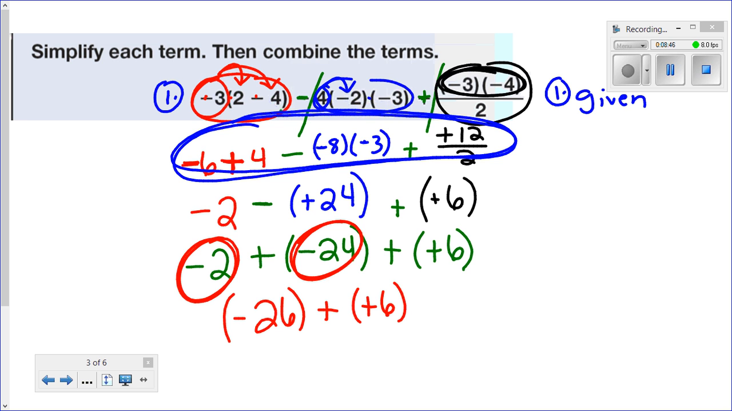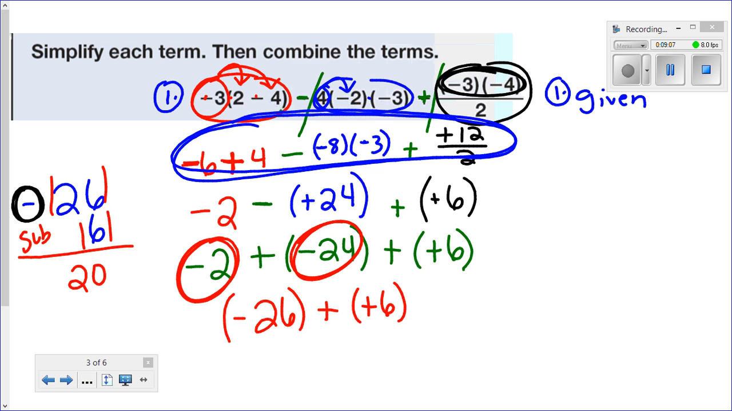So now you can see different signs. If we have different signs, we are going to take the absolute value and we are going to subtract. So 26 minus 6 is 20. And then you look out front here at your negative, and that is with the larger number. So our solution is going to be a -20. Go through, check your steps, make sure you are right. Okay? Mrs. Florin can be wrong sometimes too.